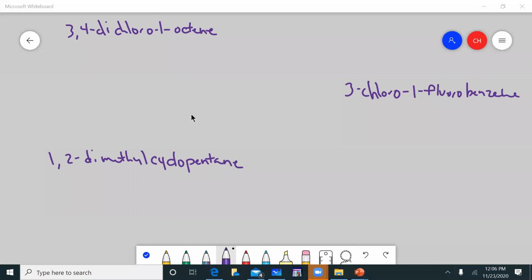Okay, so for this first one, when I'm working on these, I like to work from right to left, which is a little weird because we read it left to right, but I would start with your chain. So this says we've got octene, so we have 8 carbons, 1, 2, 3, 4, 5, 6, 7, 8. And there's a double bond, and the double bond is on carbon 1. God, the end of that looks horrible. Let's make that look a little better.